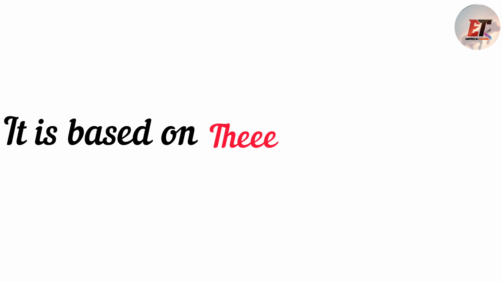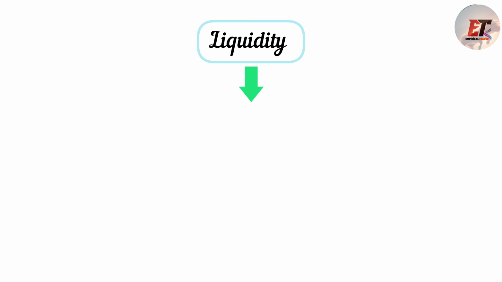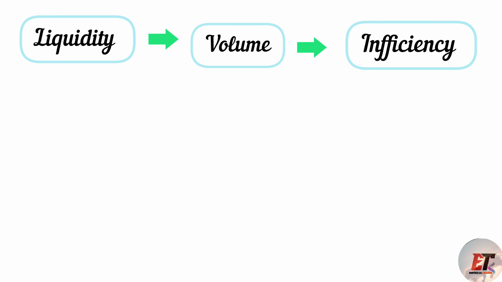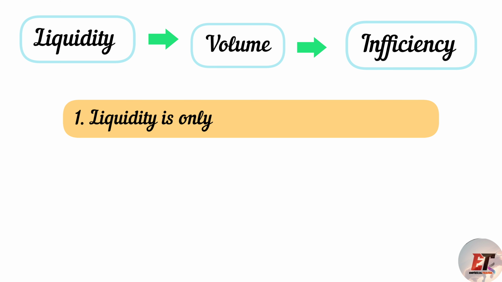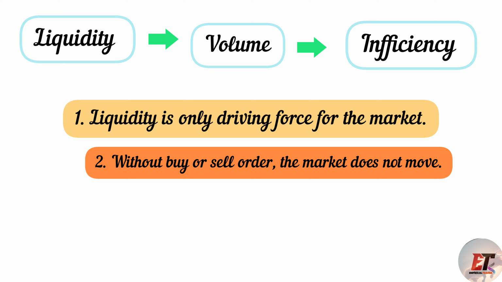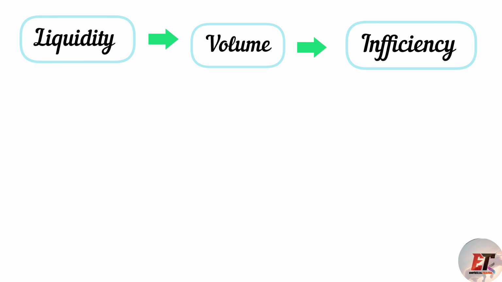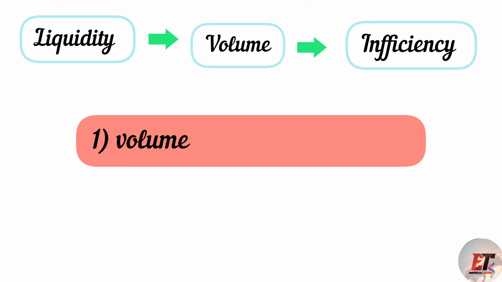It is based on three main elements: liquidity, volume, and inefficiency. Any movement can be described using just these three concepts. At the top of this chain is liquidity, which is the sole driver of the market. Without liquidity, that is, without buy or sell orders, the market simply would not move. It is important to understand that any element on the chart can provide liquidity, but the question is in the quantity.